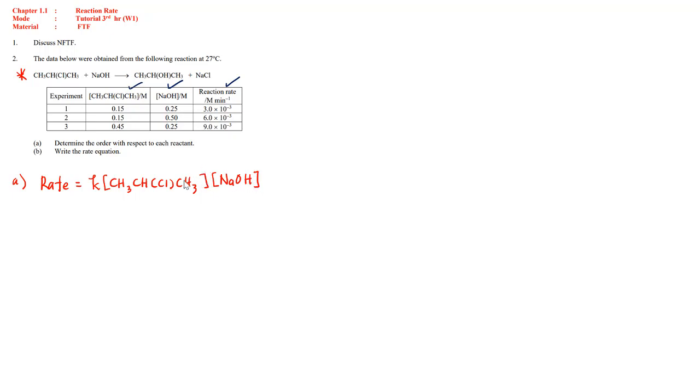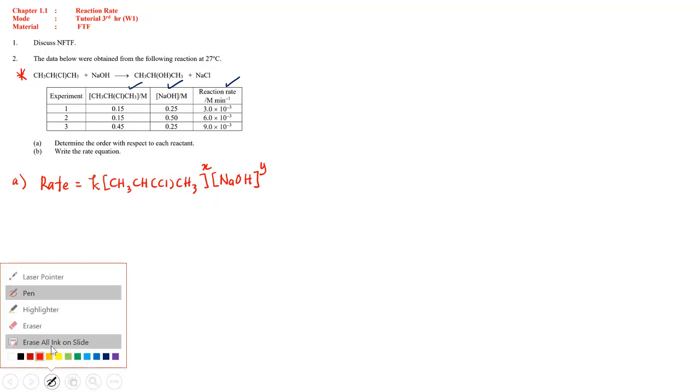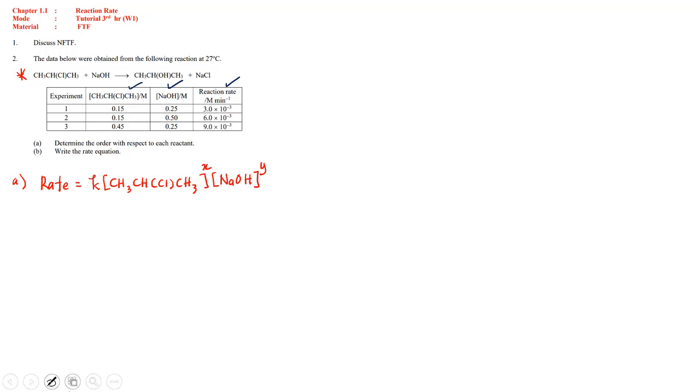Okay, but now we want to find these orders. So we assume the order with respect to 2-chloropropane is power of X, and this one is power of Y. Using this data, we are going to determine the order of each reactant. Let's say I want to calculate the order with respect to 2-chloropropane first.